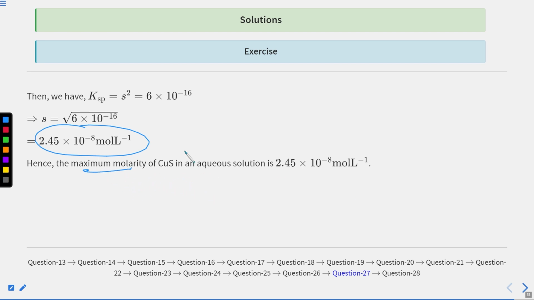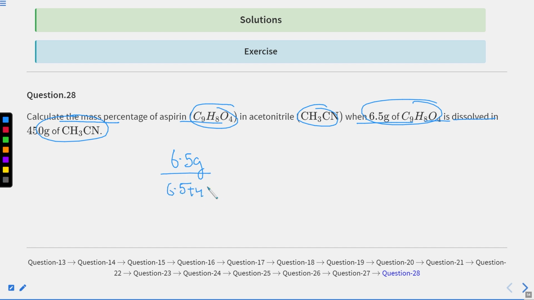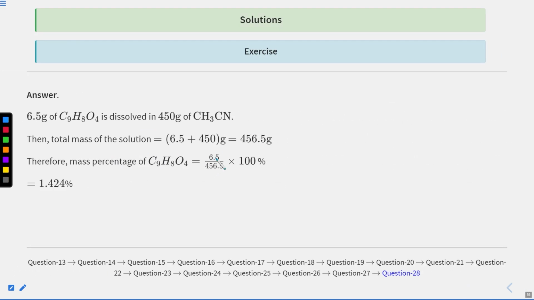Sorry, maximum molarity. Okay. Calculate the mass percentage of aspirin in acetonitrile when 6.5 gram of this is dissolved in 450 gram of CH3CN. Very easy to calculate the mass percentage of aspirin. Mass of aspirin divided by total mass, that is 6.5 plus 450, into 100. So the same thing is done, 6.5 by 456 into 100, that is 1.424%.